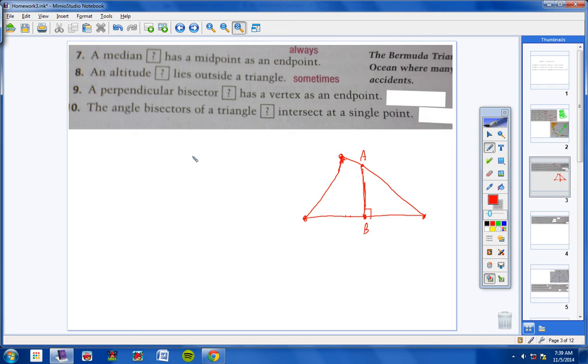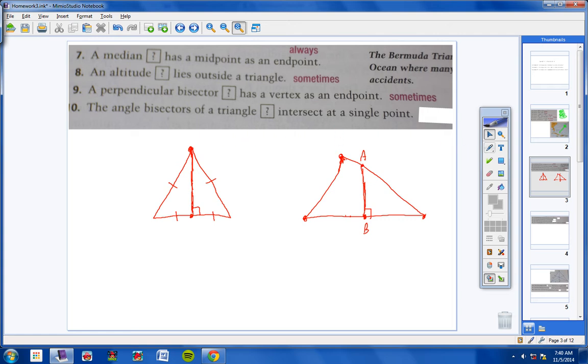But what if I drew an isosceles triangle like this, in which this side here was congruent to this side here? When I drew this straight down like this, right here would be perpendicular, and it would hit right at the midpoint. So in this case here, the perpendicular bisector did come from a vertex. So sometimes a perpendicular bisector has a vertex for its endpoint. Sometimes, okay?